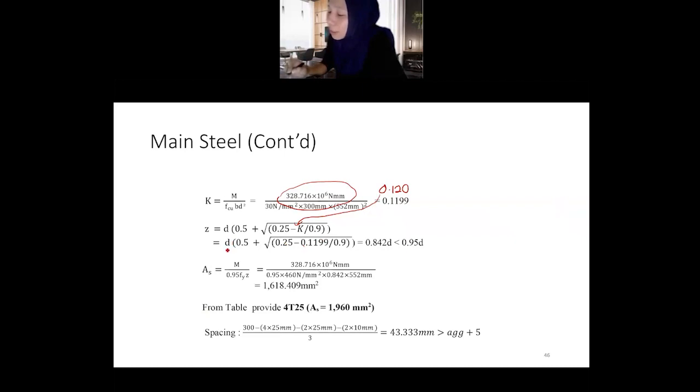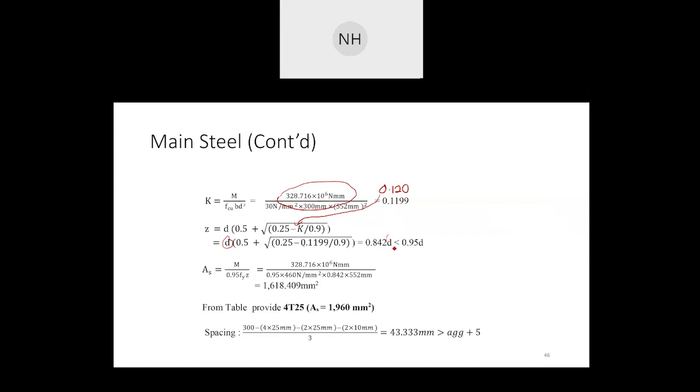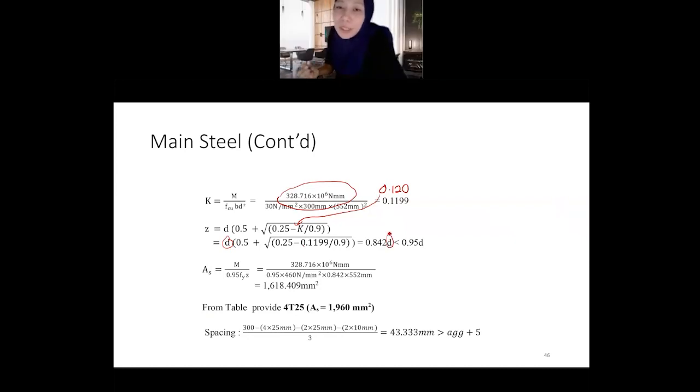As you see, D I did not substitute. You know D is the effective depth, but I leave it like this, D. Your answer will also be in terms of D. Why do we need to leave it as D? Because we need this value in terms of D, as we want to compare it with 0.95D. What is 0.95D? It is the maximum value you can use when you design.